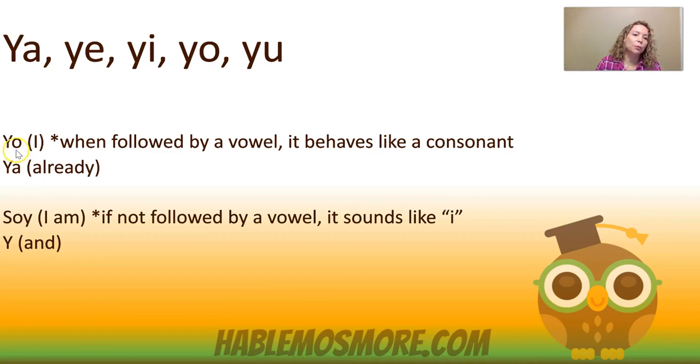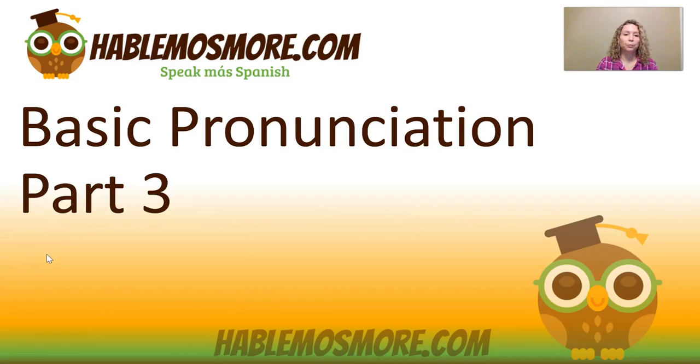Okay, so if I have the word yo, this is actually a word, yo, which means I. Ya, that's actually a word as well, which means already. But remember, it has a second name, right? Well, it's going to sound like that when it is not followed by a vowel. Like, por ejemplo, soy, which means I am. Or y, as in and. Y, as in and. Okay?